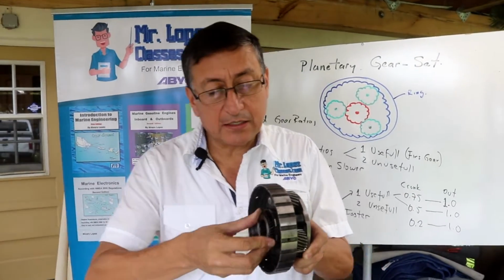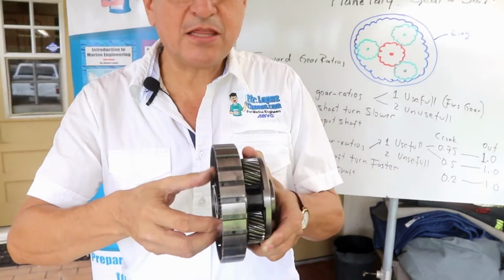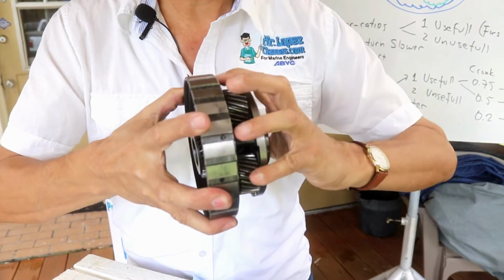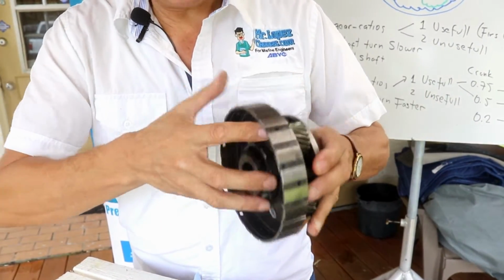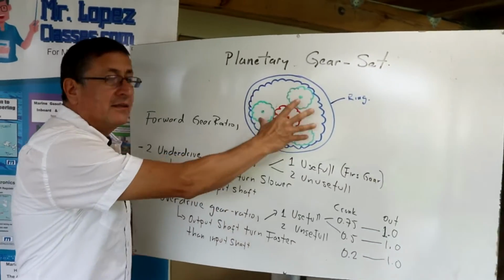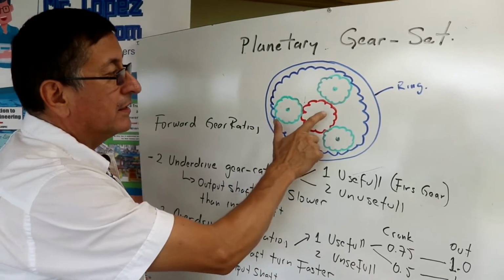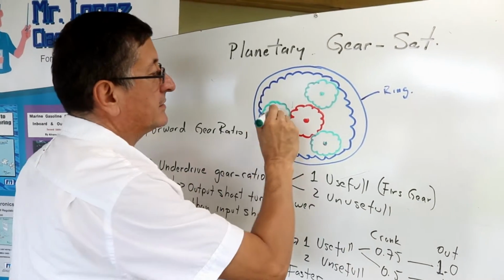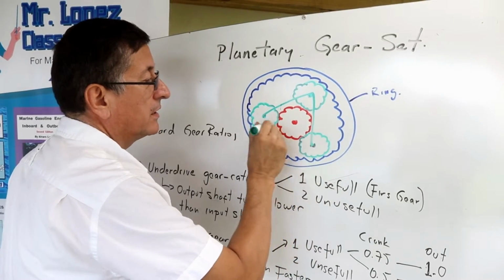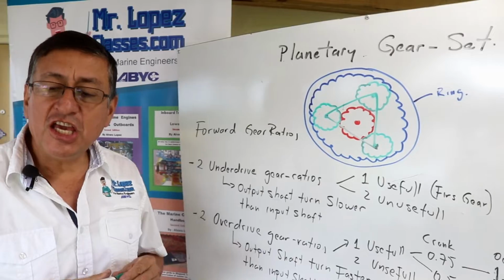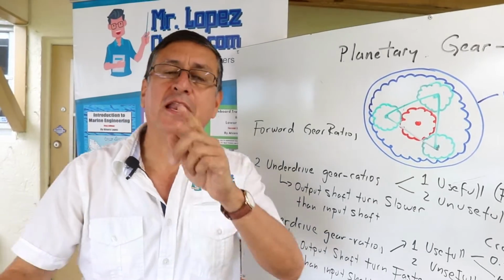The planetary gear is a set of gears: the sun, the planets, and the ring. Those elements can be combined together in this array. The sun and the planets are connected together, and the ring.